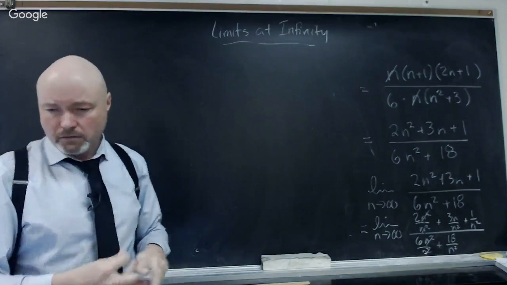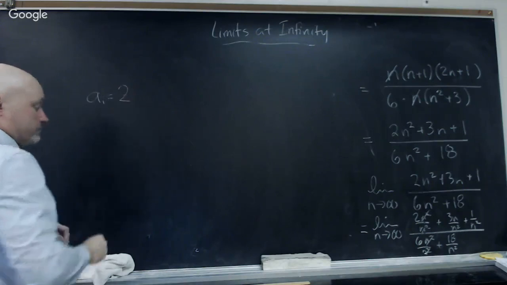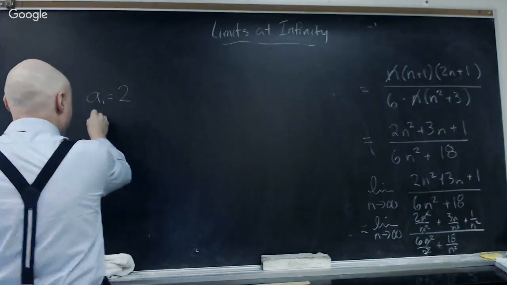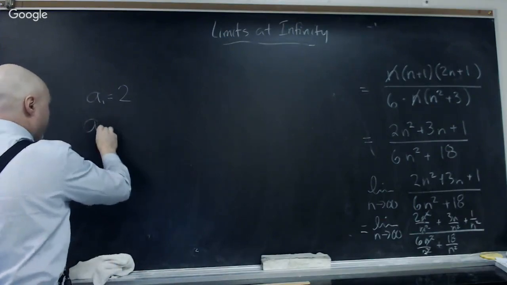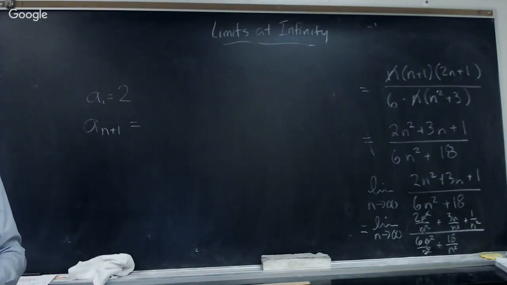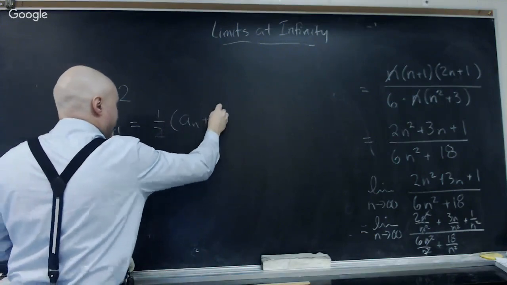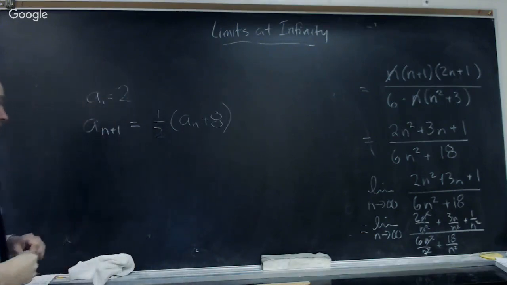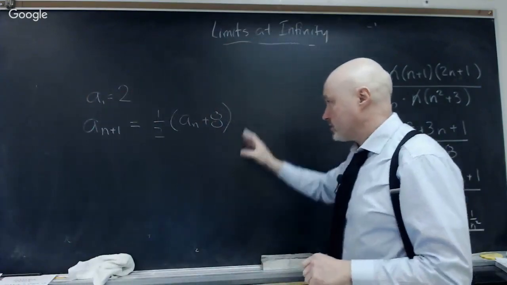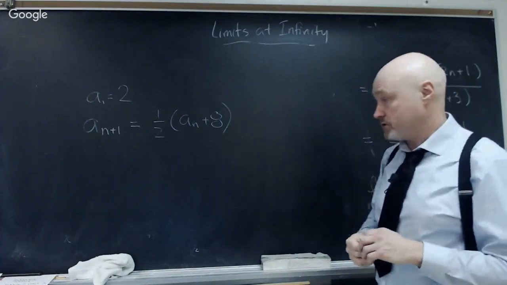Okay, so we have the first term is equal to 2. And then we have a recursive definition here. So each term is found by taking the previous term, adding 8, and multiplying it by 1/2. And the question is, does this actually converge to a limit? So is there a number that this thing actually eventually turns into?